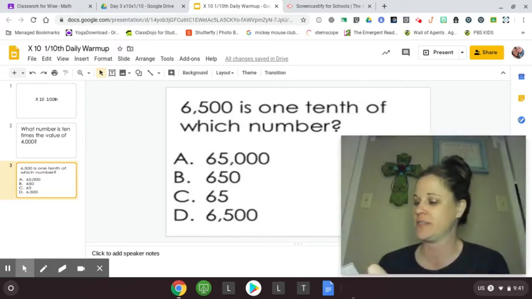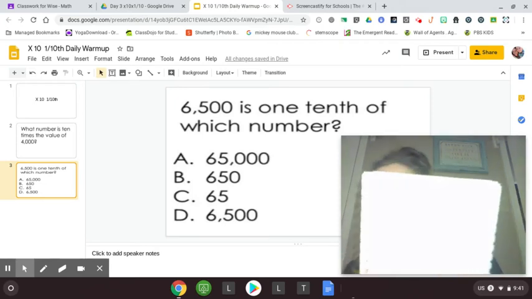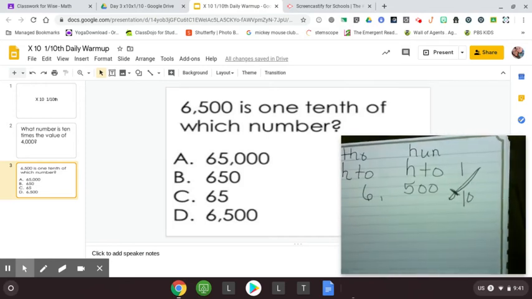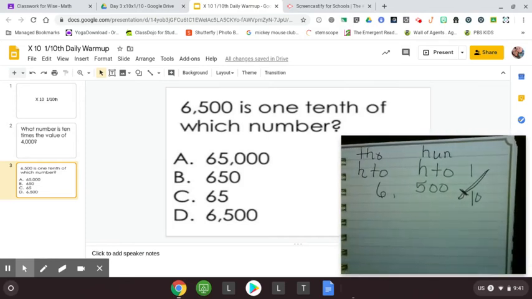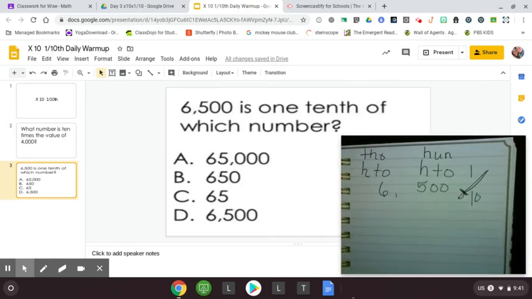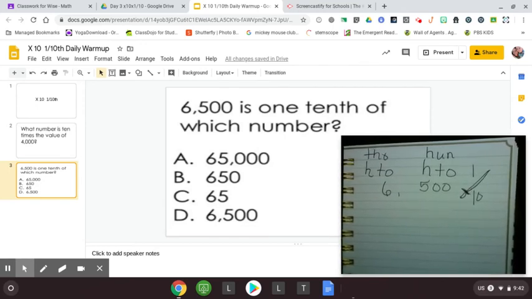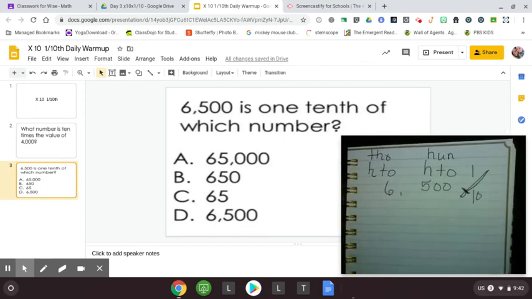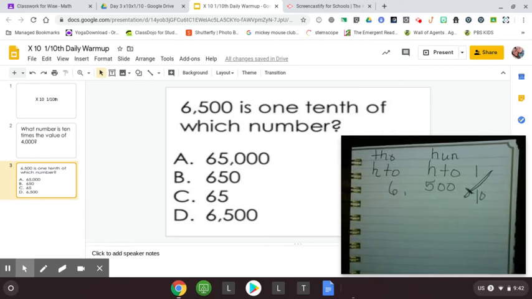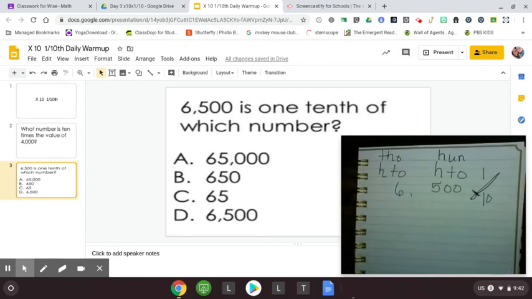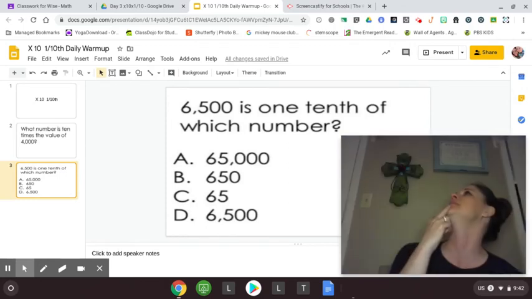Let's see if I can draw better this time, 10th. So a little picture should pop in your head when you hear 1/10. It's a fraction. It's a piece of that number, okay? So you've got to cut a place value off or shift the place value. So ask yourself, are you going to shift it to the left or are you going to shift it to the right? Think about it.